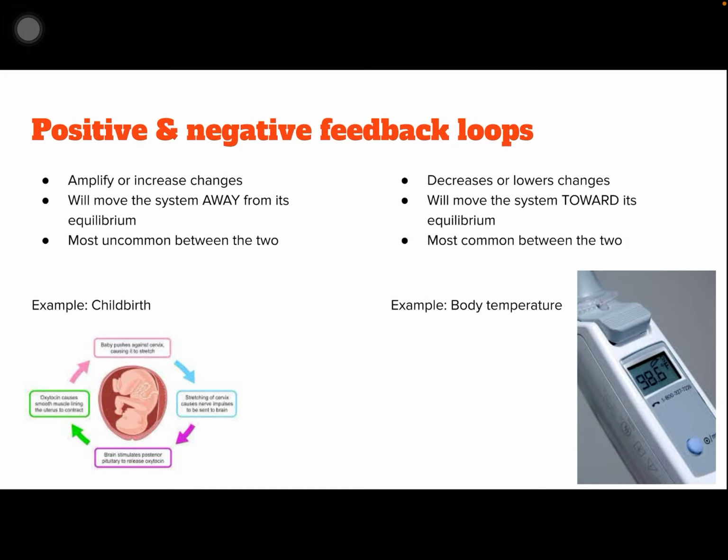Another thing to talk about are the positive and negative feedback loops. The example I gave earlier was a negative feedback loop, which decreases or lowers the changes and will move the system towards its equilibrium, which is the most common between the two. The example here again is body temperature. And positive feedback, the most uncommon between the two, will amplify or increase changes and will move the system away from its equilibrium. A very common example for this one is childbirth.